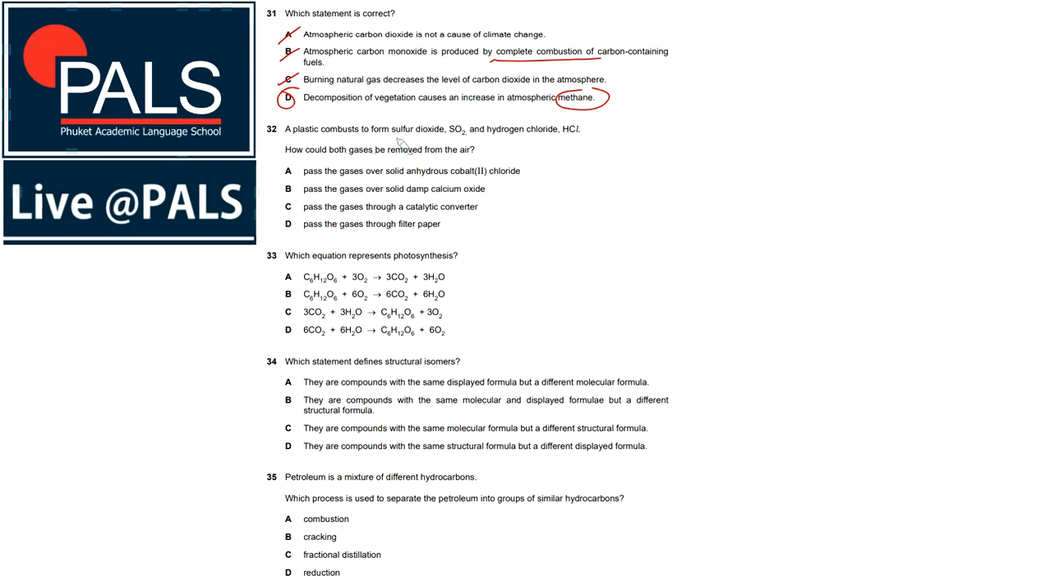A plastic combusts to form sulfur dioxide and hydrogen chloride. How could both gases be removed from the air? So this has to do with reactions of acids and acidic oxides. So this is an acid, this is an acidic oxide, and therefore it should probably be D, because calcium oxide is a basic oxide. So they will react with each other to form a salt and water.